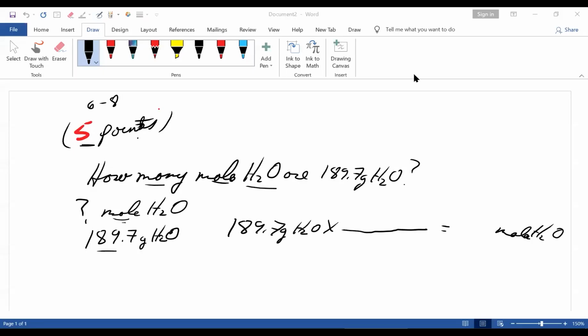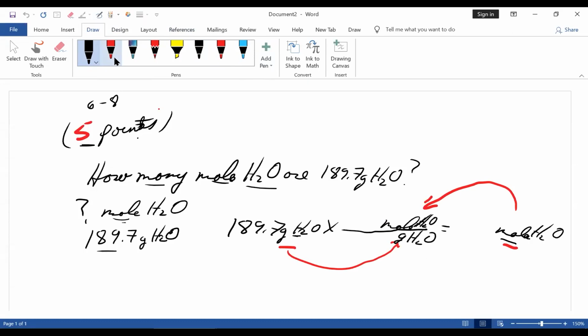And how do you do that? Whatever unit you're trying to get to goes on top of the ratio. Oh, by the way, I'm not charging extra for color. Whatever units you're trying to get rid of goes underneath the ratio. So therefore, moles of water go here. Grams of water, which I'm trying to get rid of, goes here. Now, where do we get that information?